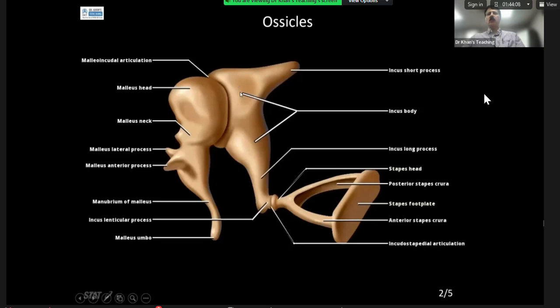It joins the body of the incus. Then there is a short process of incus and there is a long process. And this long process then joins to the stapes. The stapes has an anterior crus and a posterior crus. This is the footplate which joins the oval window.